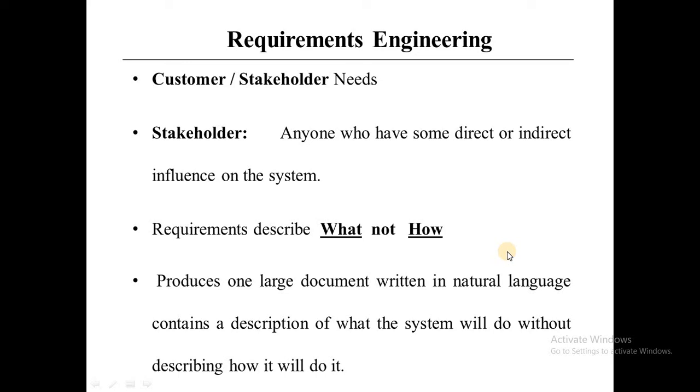At the end of the requirement phase, it produces one large document written in natural language, which contains a description of what the system will do without describing how it will do it. We simply call it SRS, software requirements specification. The document name is software requirement specification, and we popularly call it the SRS document.